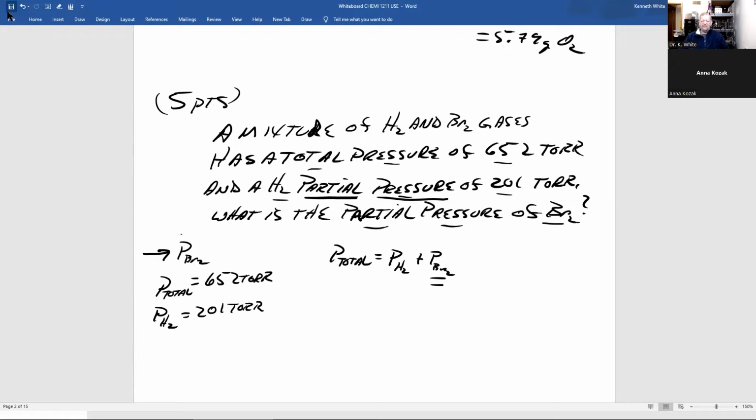And when you're done, give me a thumbs up. All I'm asking you to do is, with the letters here, solve for partial pressure bromine. Ooh, you know what I forgot to do? Bad, Dr. White. I forgot to put my question mark there. So this should be question mark PBr2. Now, if you can't figure out how to solve for partial pressure bromine, give me a thumbs up and I'll start.